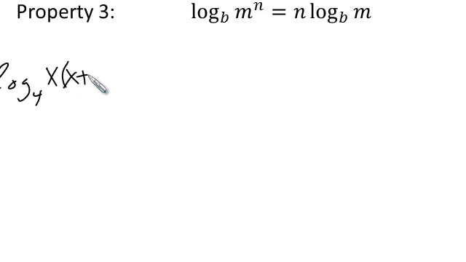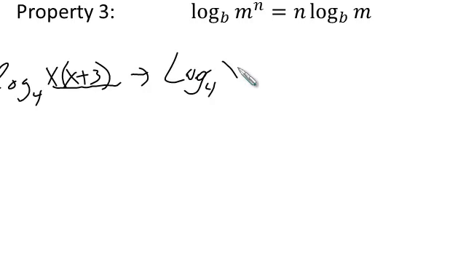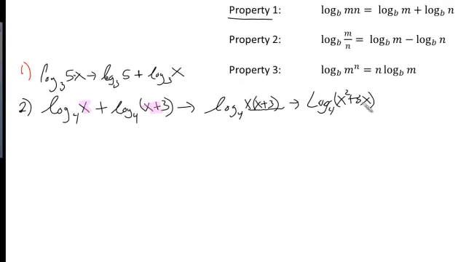And of course they probably would actually multiply this out, so you might see this as your final answer. Log base 4 of x squared plus 3x. And because all of that is the of part, we need to put that in parentheses.